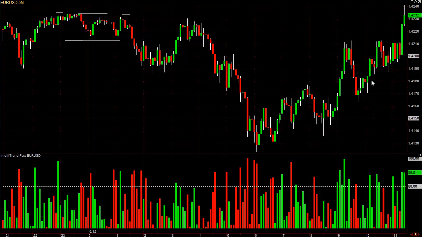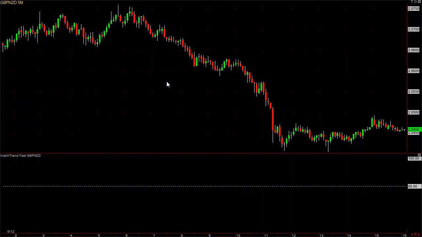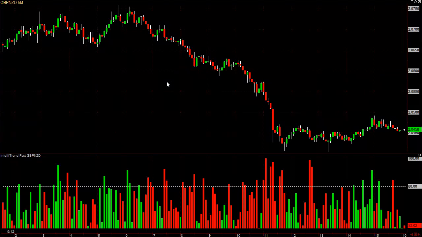Now, the euro dollar was one of the choppier pairs today. Let's show this in its best light, using the currency meter. The New Zealand was one of the strongest pairs today, and the pound was one of the weakest. Let's look at the pound New Zealand and how this tool works.